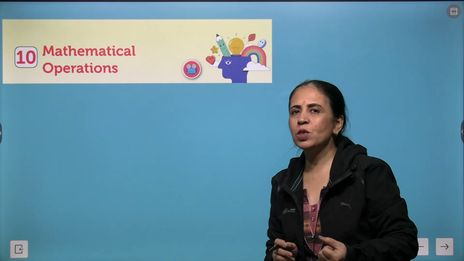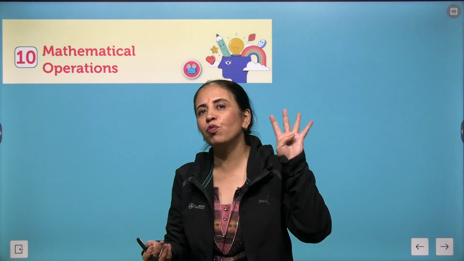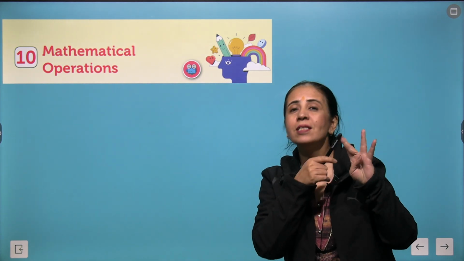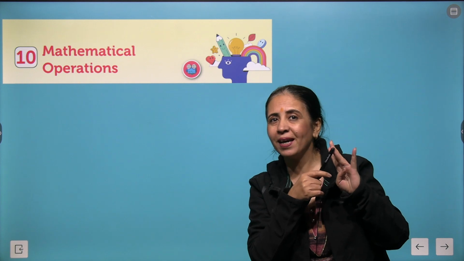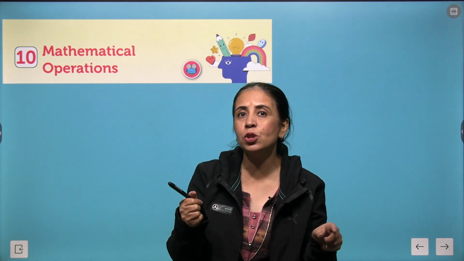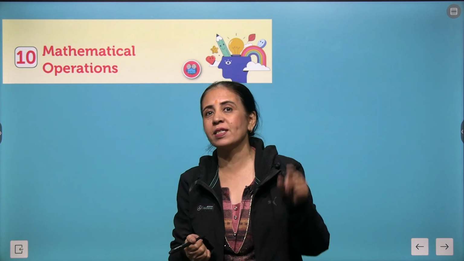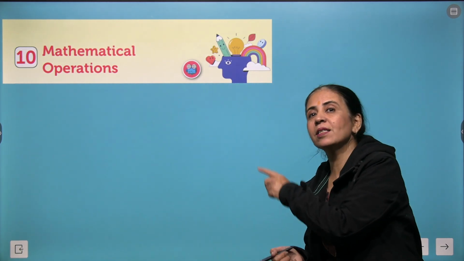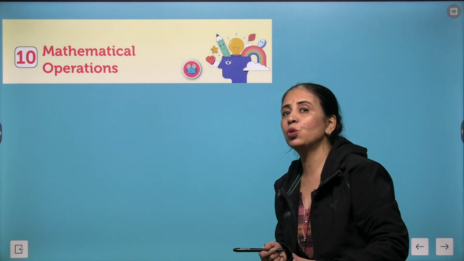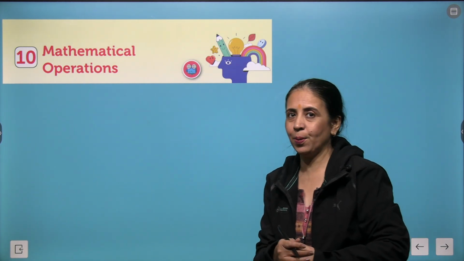So basically when you deal with mathematical operations, you simply talk about four basic operations, right? That is addition, subtraction, multiplication and division. When you have two or more symbols coming together, then your brain starts asking which operation to perform first. And that's the reason why we are learning mathematical operations and how to perform complex calculations.